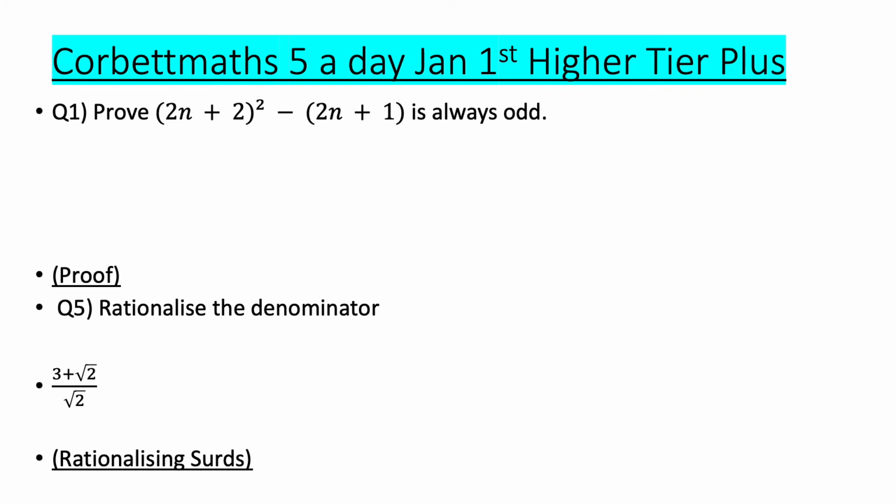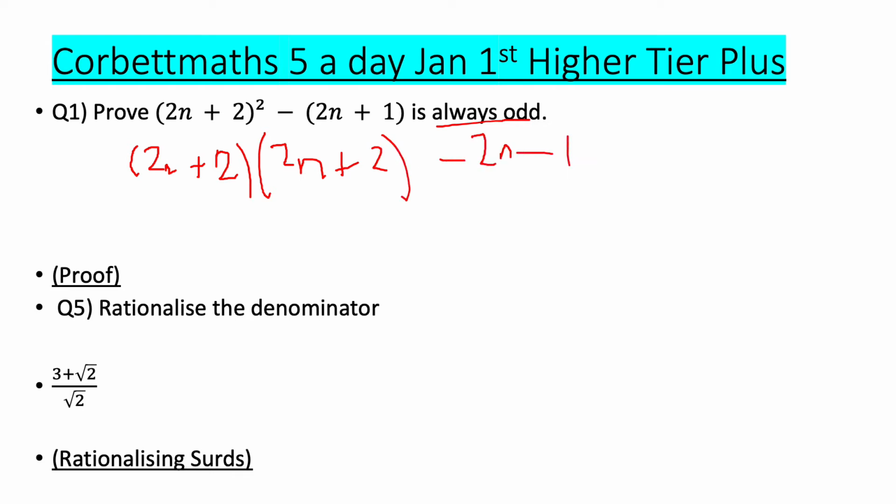Right guys, question number 1. It's going back to prove that (2n plus 2) all squared minus (2n plus 1) is always odd. So it's expanding this bracket, so (2n plus 2) all squared, so it's (2n plus 2)(2n plus 2), subtract 2n, and then minus 1, because I've got an invisible 1 here. Minus 1 times 2n is minus 2n, and minus 1 times positive 1 is minus 1. So expanding that bracket.